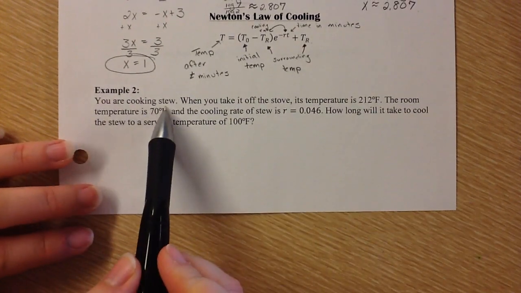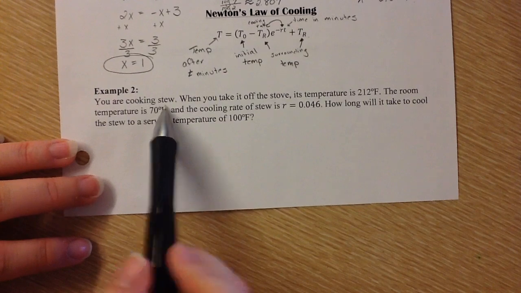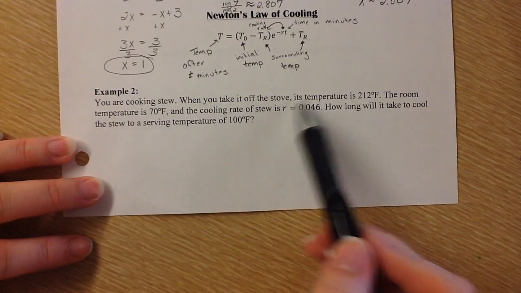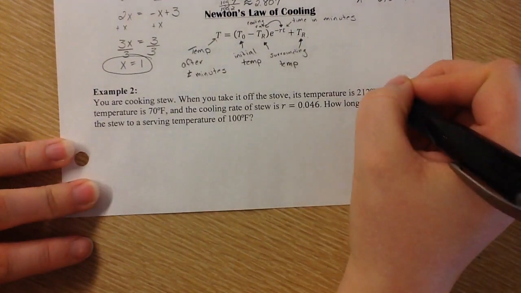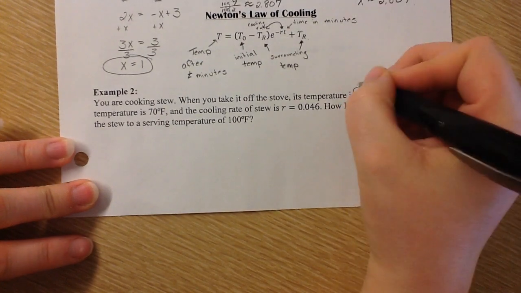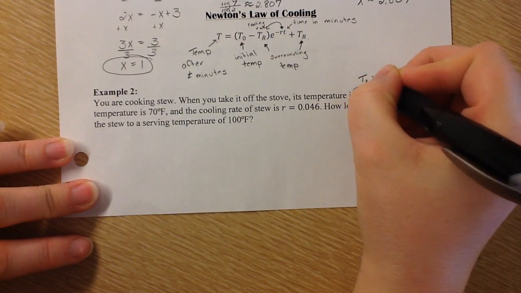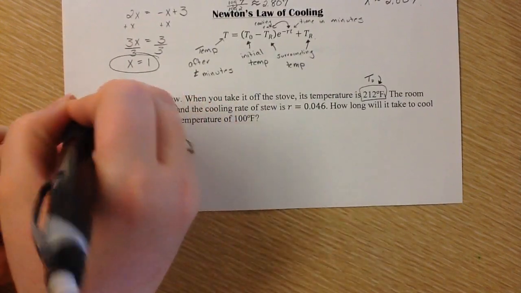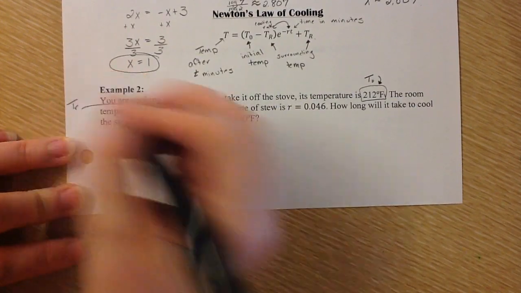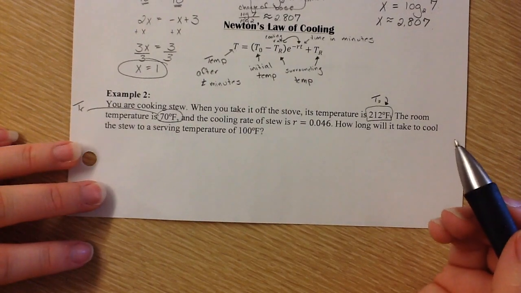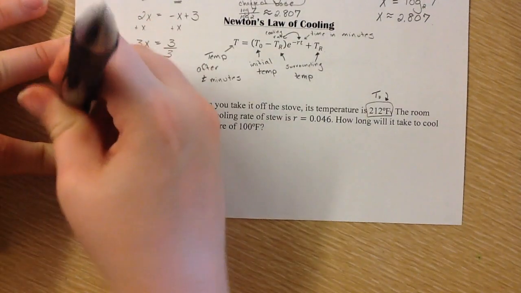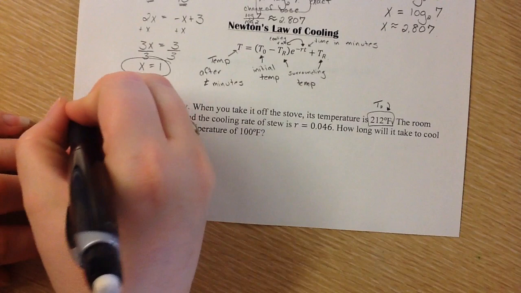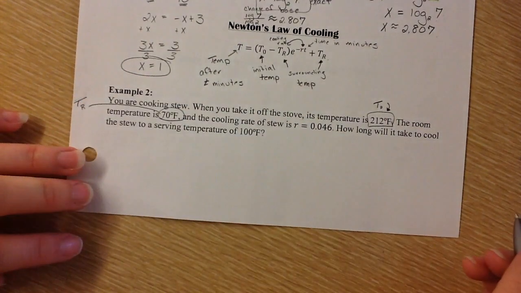So here we're cooking a stew, so we'll need to know the cooling rate of stew. When you take it off the stove, its temperature is 212 degrees. So this is my initial temp. This right here is my T sub 0. The room temperature is 70 degrees Fahrenheit. So this is the surrounding temperature. This would be my T sub R, temperature of the room. They use uppercase R, temperature of the room.